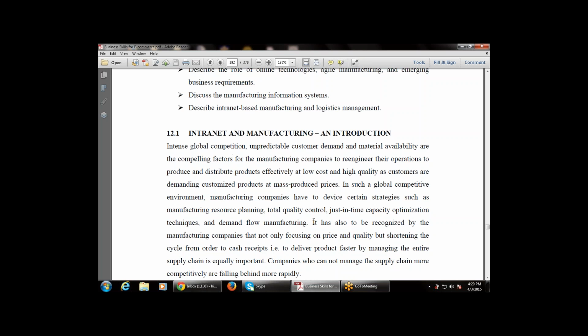That is, to deliver the product faster by managing the entire supply chain is equally important. So price and quality are concern factors, but the short cycle is also one of the main concerns in the manufacturing unit. Companies who cannot manage the supply chain fall competitively far behind more rapidly. That is, there is less growth in the company's profits whenever the company does not take care of the supply chain.